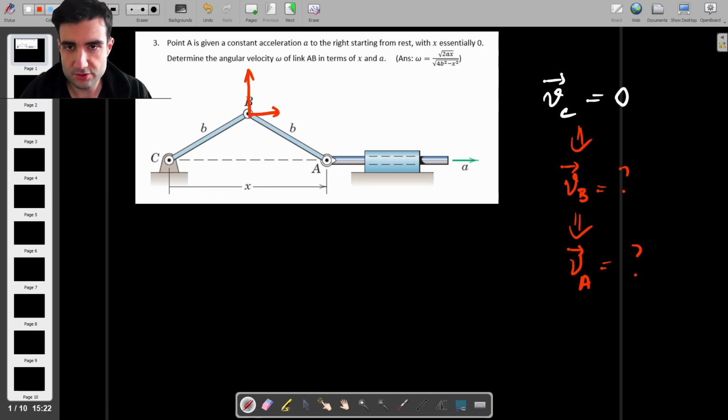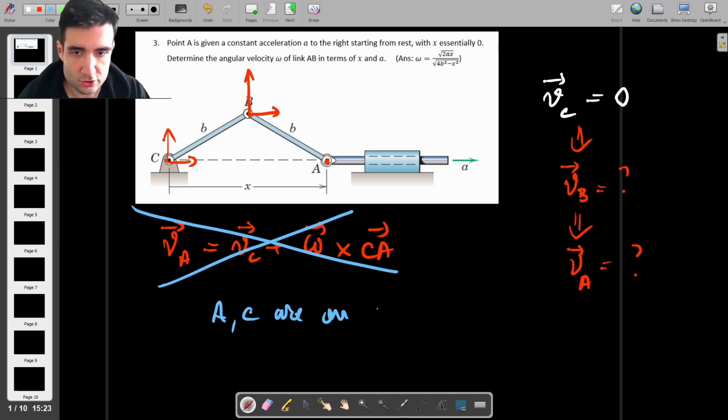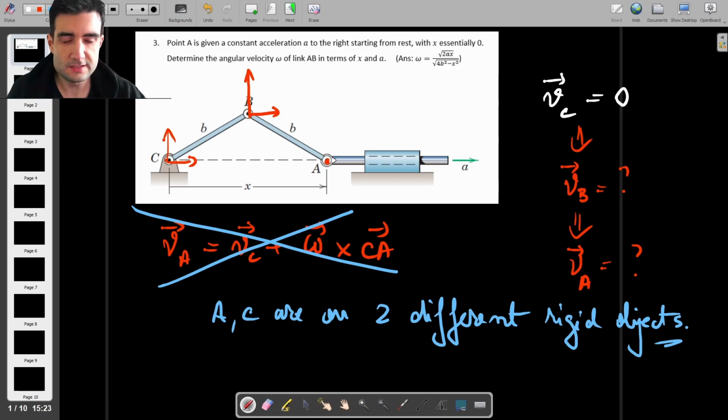So A is a point on the same rigid object as B. They're both part of this bar, which is rigid, which means you can apply Euler's equations for a rigid object. Note, you cannot jump from C to A straight away because point C and point A are not on the same rigid object. So VA equals VC plus omega cross CA. This is not correct, so I'm just going to cross it out, and it's not correct because A and C are on two different rigid objects. So you can't just apply that equation like that. So essentially you have to apply Euler's formulas twice, and then we're going to put some constraints as well, and that's going to help us find what omega is.